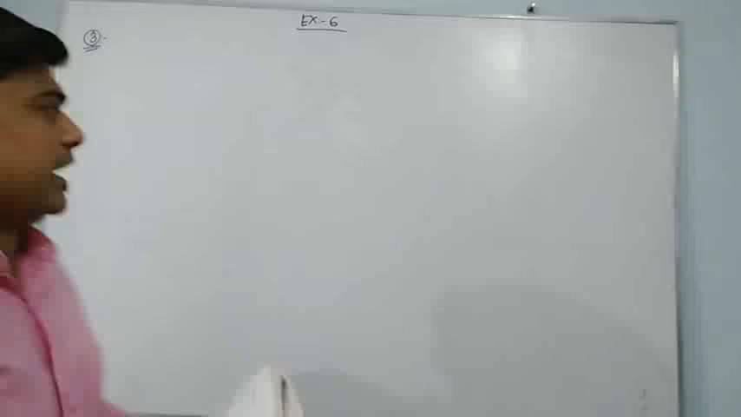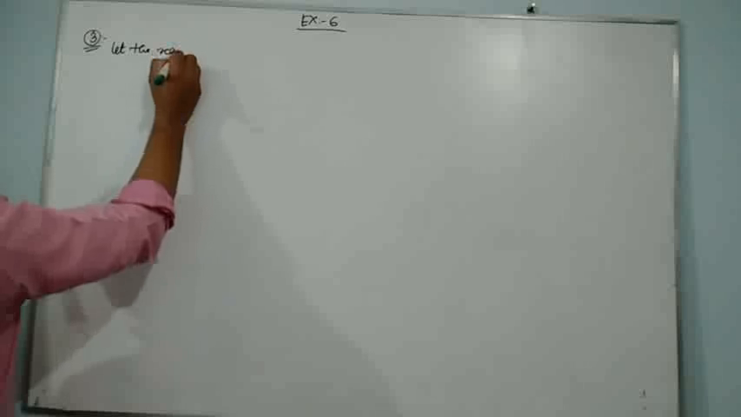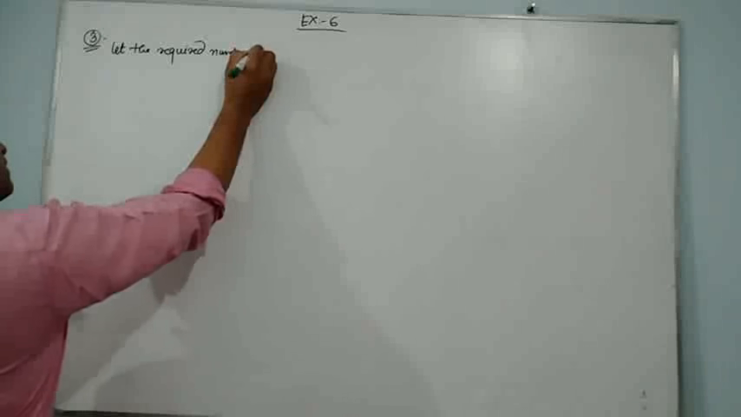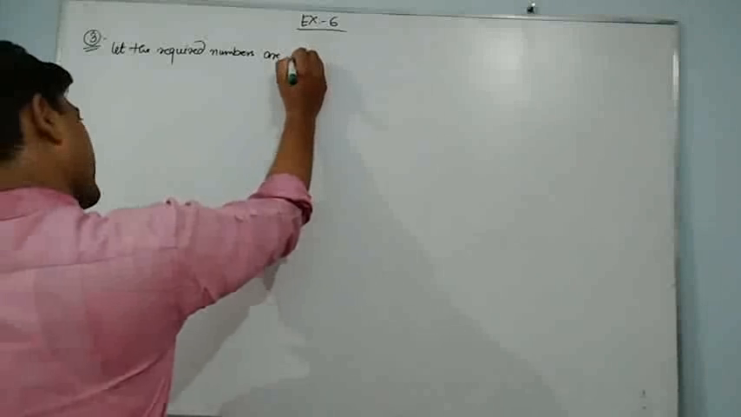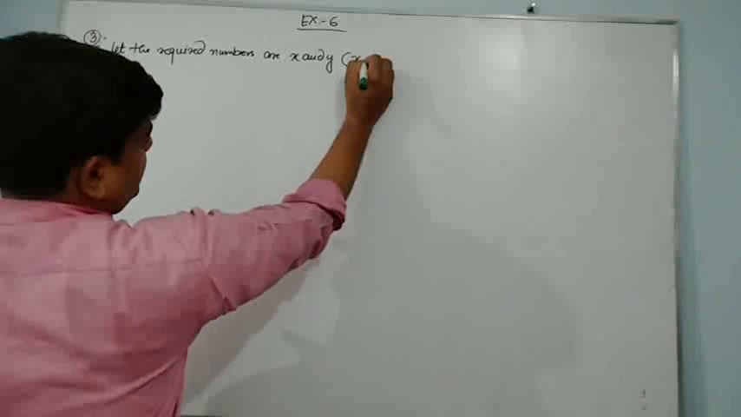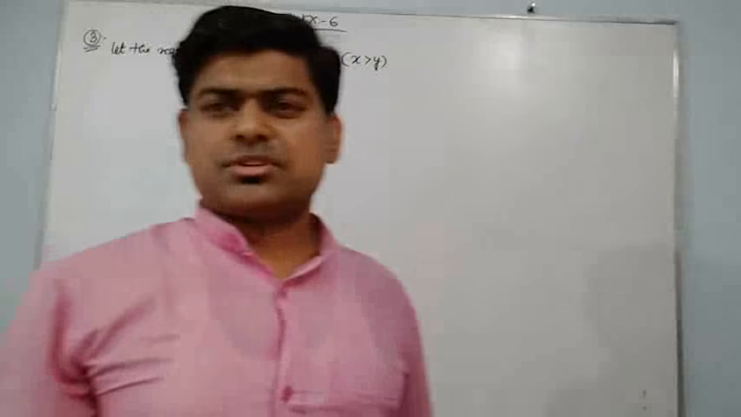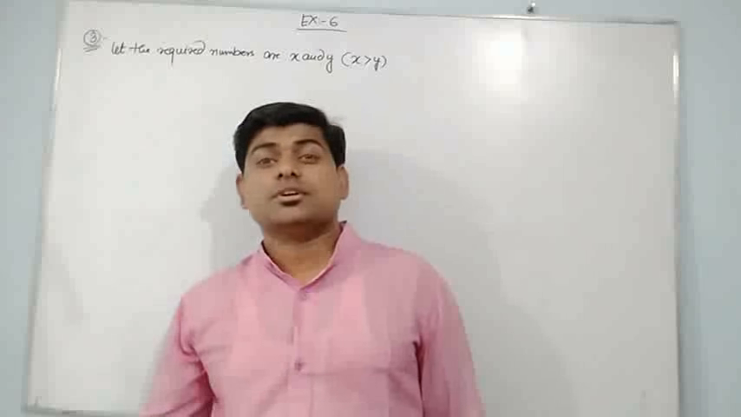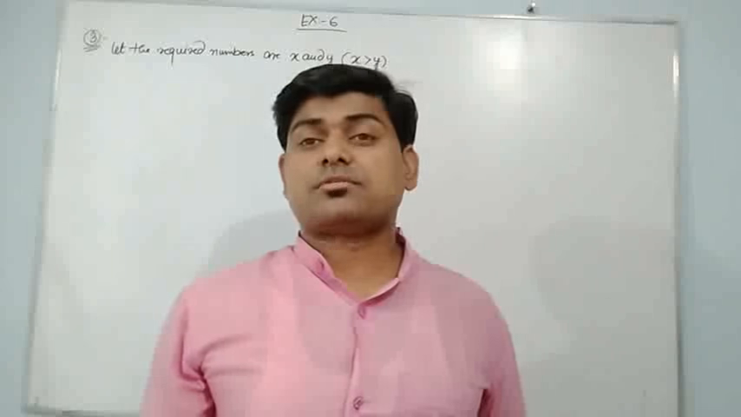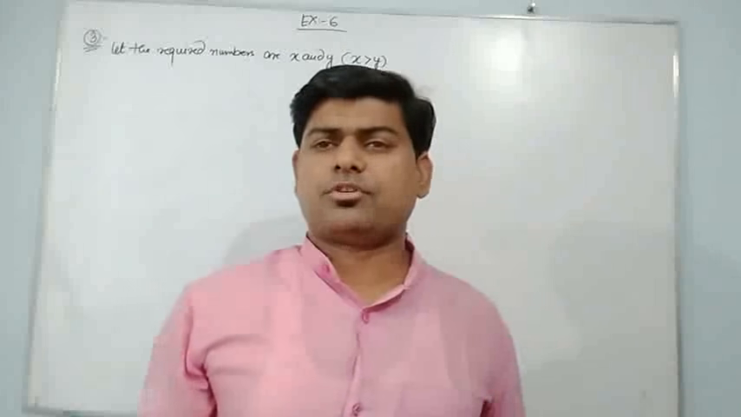Let the required numbers be x and y, and in the bracket I am writing where x is greater than y. This is an important point here, because the question statement says that if the larger one is doubled and the smaller one is tripled, we should know which one is the larger one, and then only can we do the double and triple and all these things.